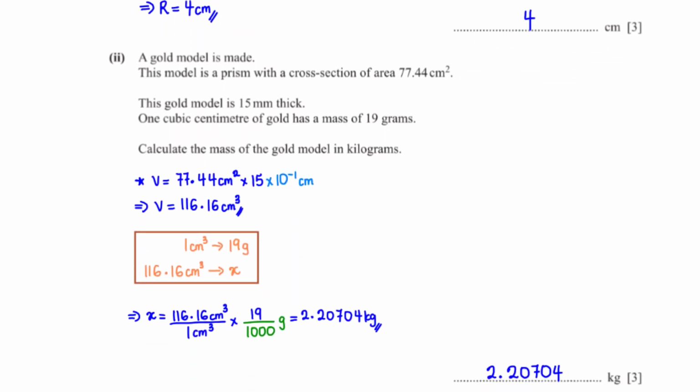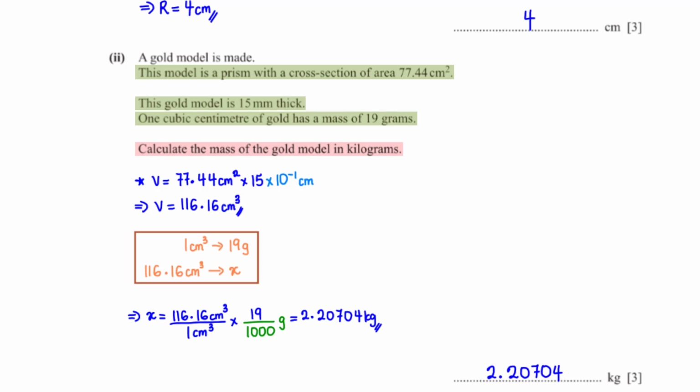A gold model is made. This model is a prism with a cross-section of area 77.44 centimeters squared. This gold model is 15 millimeters thick. 1 cubic centimeter of gold has a mass of 19 grams. Calculate the mass of the gold model in kilograms.